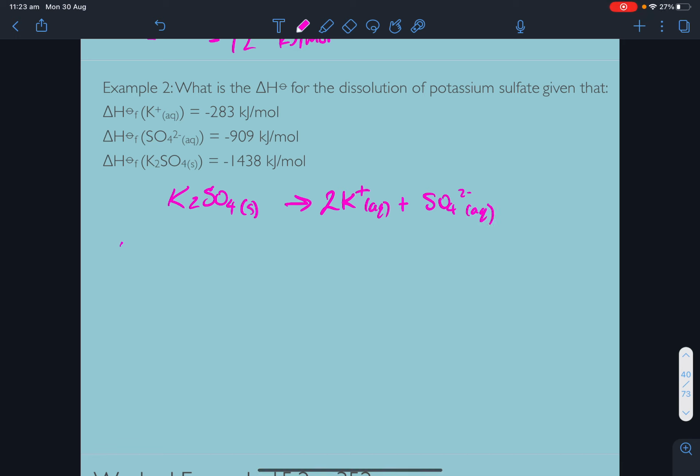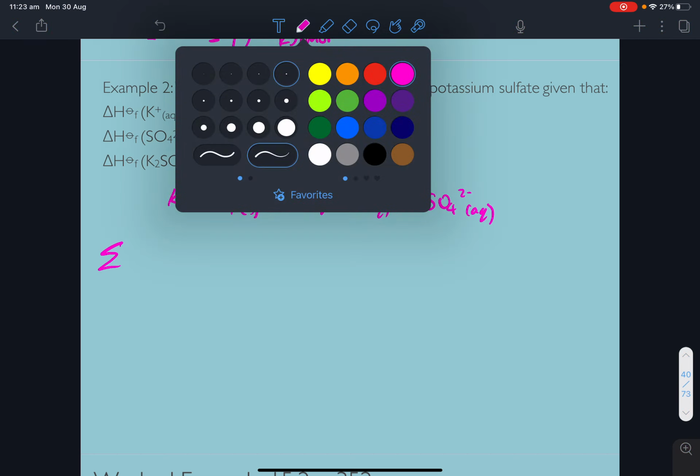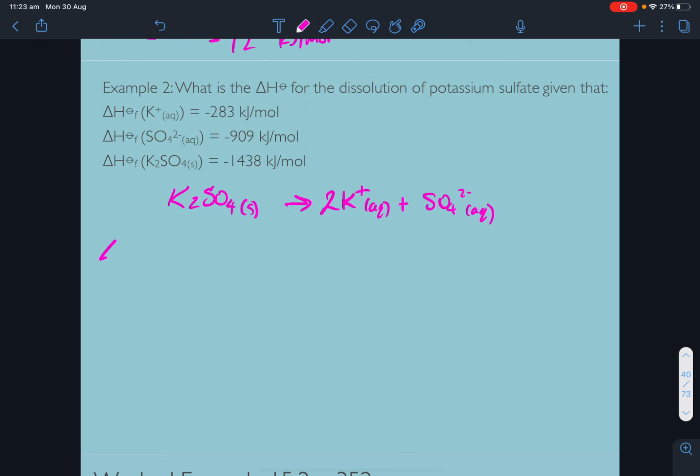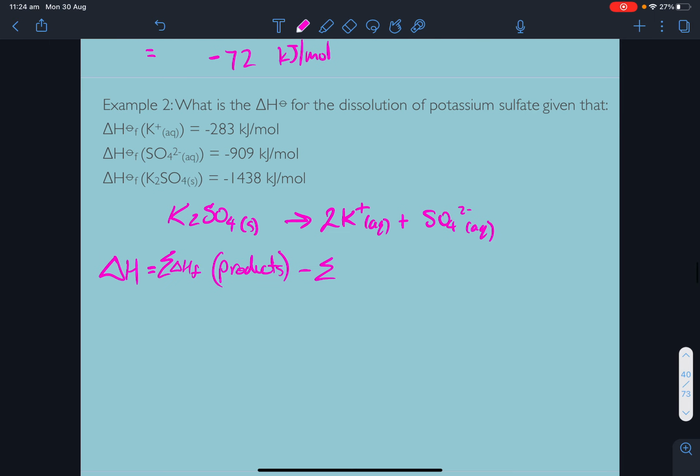Okay, so what am I doing the sum of? I'm just going to do the enthalpy for the dissolution reaction is going to equal the sum of the heat of formation of the products minus the sum of the, I forgot the H. I'm doing terrible here. Okay, sum delta H subscript F. Let's fix this one up. So the sum of the enthalpies of formation, or the heat of formation of the reactants. That makes me feel better.